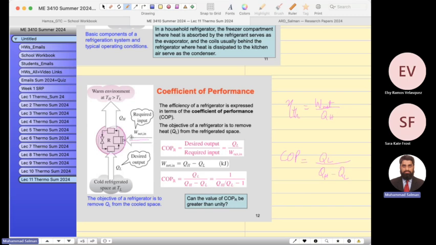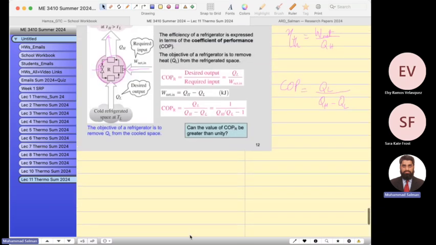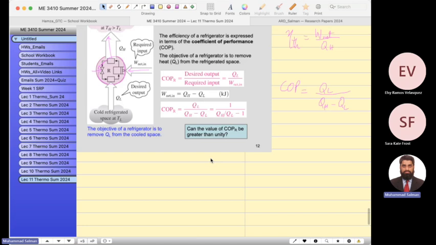Work is done by the compressor. The condenser releases heat to the environment, and the throttling device reduces the temperature and it becomes liquid, and the liquid refrigerant becomes gaseous in the evaporator. Okay, so can the value of COP of refrigeration be greater than 1? Yes, it can be greater than 1.